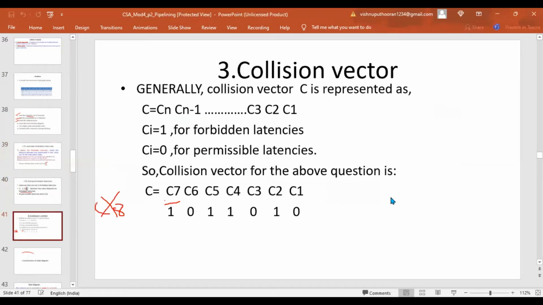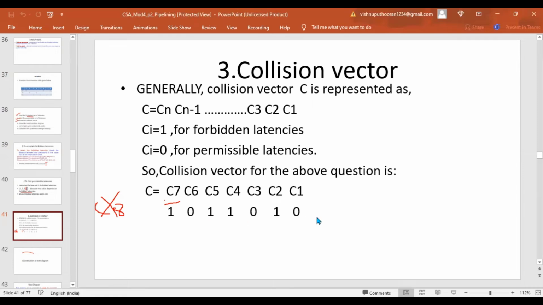Then the third problem is to find the collision vector. So, let's see how we can find the collision vector. Generally, collision vector C is represented as C equal to Cn, Cn minus 1, up to C2, C1. For forbidden latencies, we mark the value of the collision vector as 1, and for permissible latencies, we mark it as 0. So the collision vector of the above question will be 1, 0, 1, 1, 0, 1, 0.